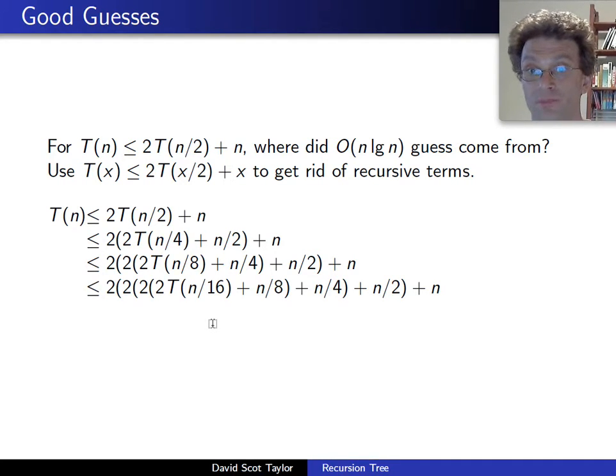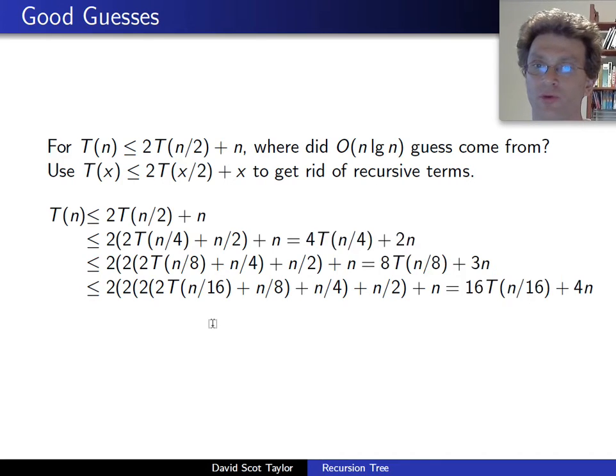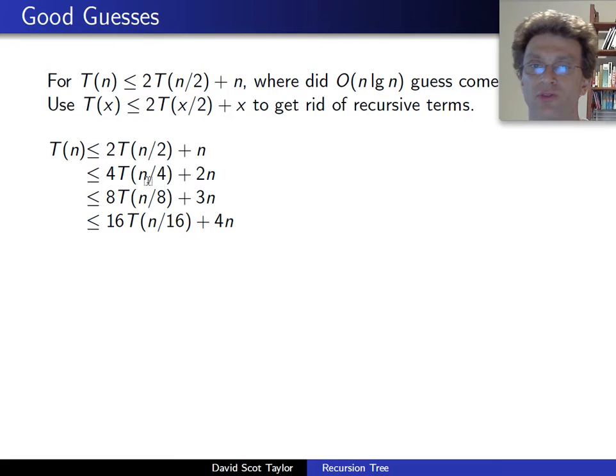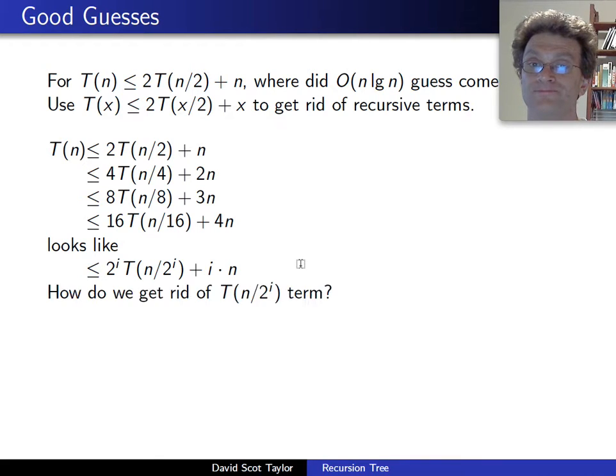and the next term. Now what I can do, just like before, is simplify all of these things out, get rid of all the math in the middle. Let's look for a pattern here. And again, the pattern in this case is not so hard to see. Hey, it looks like these things look like 2 to the i terms. This looks like T of n over 2 to the i, and this is plus i times n. Okay? How do we get rid of the T of n over 2 to the i term, right?